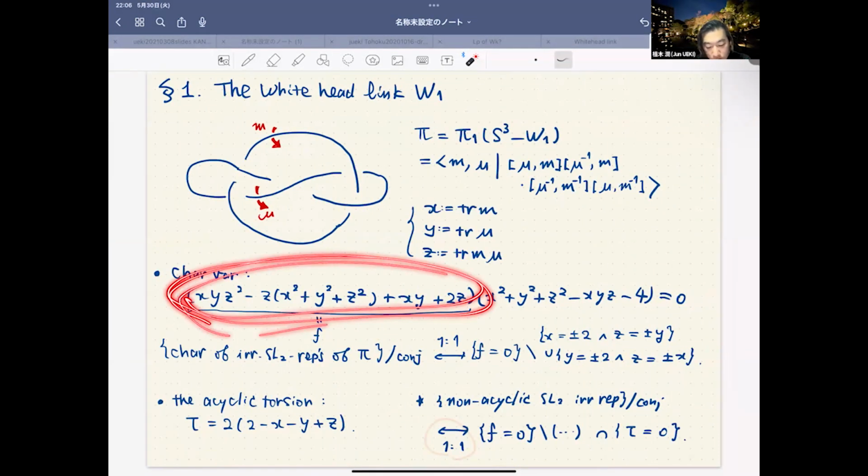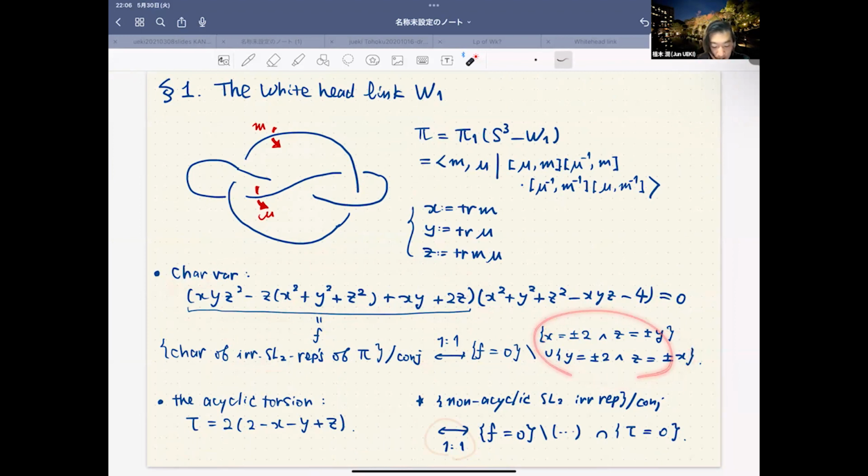And this part corresponds to the irreducible representations. Indeed, we have the one-to-one correspondence between the irreducible representations modulo conjugation and f equals 0 minus this part. On the other hand, we have a calculation of the acyclic torsion function. It is given in this by this equation. Very simple. And the non-acyclic SL2 representations correspond to the intersection of f equals 0 minus this part and tau equals 0.